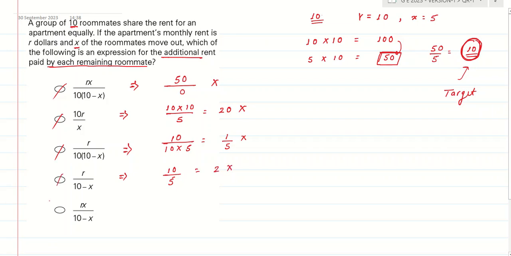What should my answer be? Check it out. R times X, which means 10 times 5, divided by 5. 10 minus X, which means R minus 5. What we assumed here was R equals 10 and X equals 5. So plug in, I'll get 10. And that is my target. My answer must be this one.